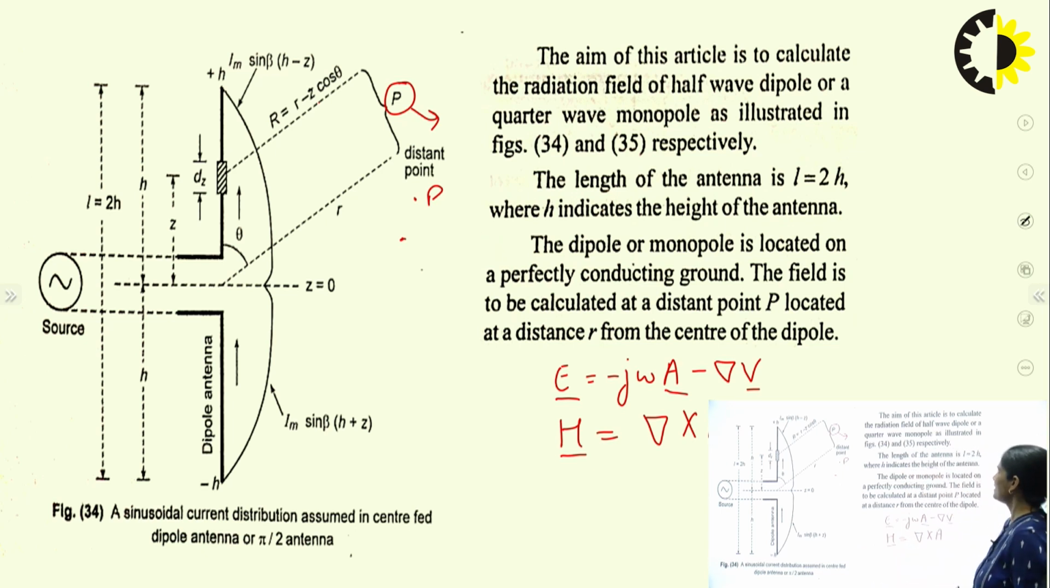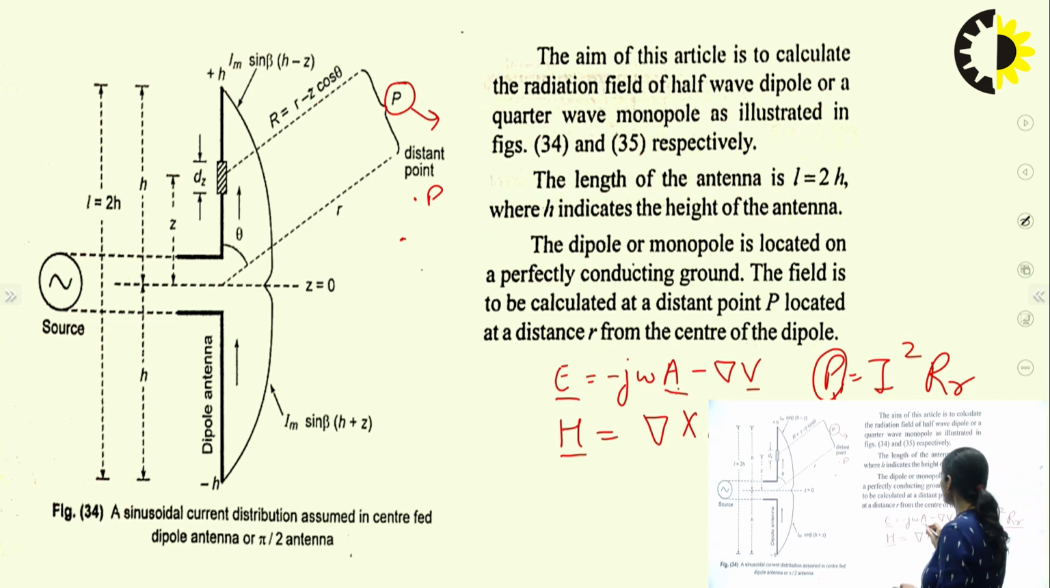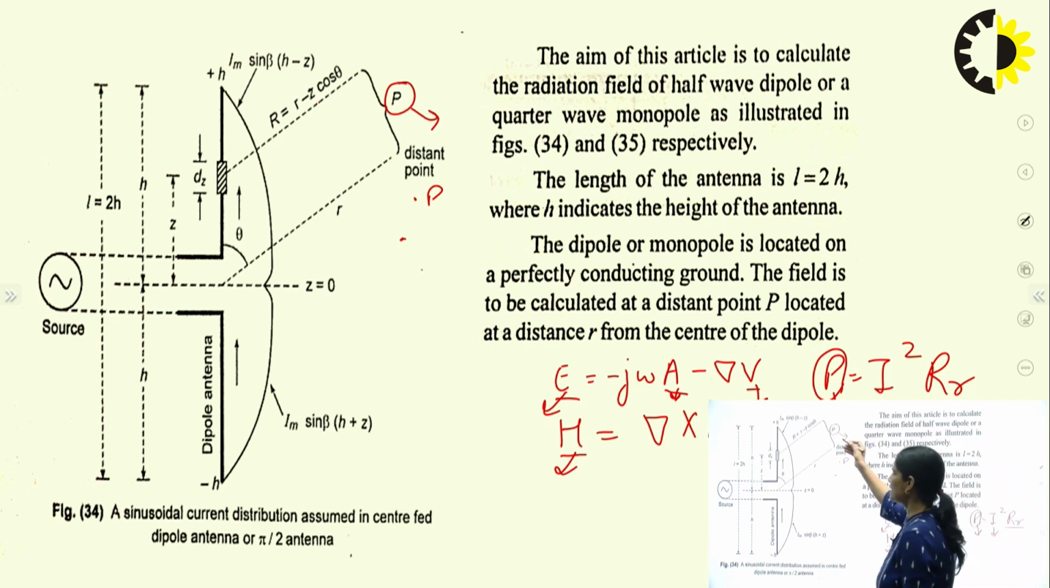Now, the aim of this article is to calculate the radiation resistance also. For radiation resistance, as you all know, P is equal to I square R, where R is your radiation resistance. So, when you are finding radiation resistance, you should know I and power. Power is your average power, right? You should know power and you should know I, and then only you can find the radiation resistance. And here you should know A and V, then only you can find the electric field, and then the magnetic field. Then only you can find the average power at this point P, or the radiation resistance.